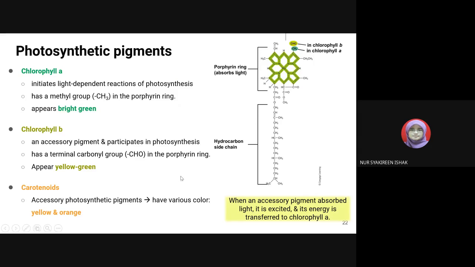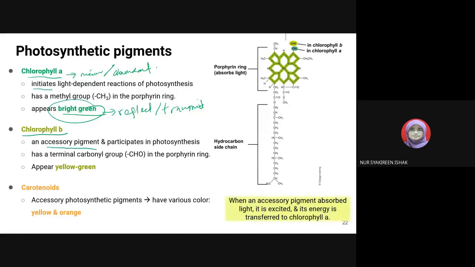So we have here three different types of photosynthetic pigments. The first one is chlorophyll A. It initiates the light-dependent reaction of photosynthesis. Kenapa dia initiate? Sebab it is the main photosynthetic pigment, the most abundant. So dia akan appear bright green. Okay, so this is basically the color that it will reflect or transmit.